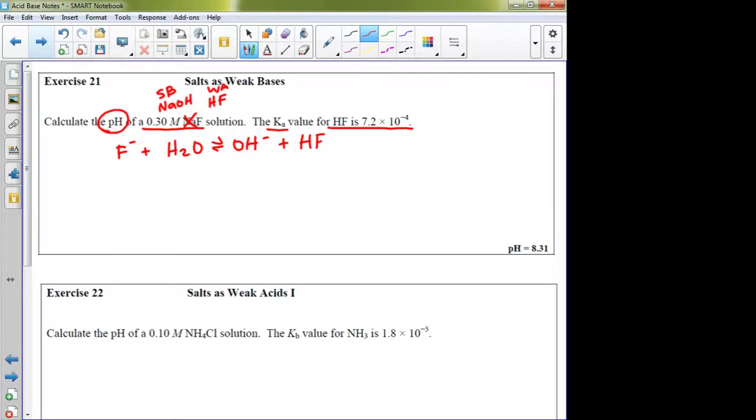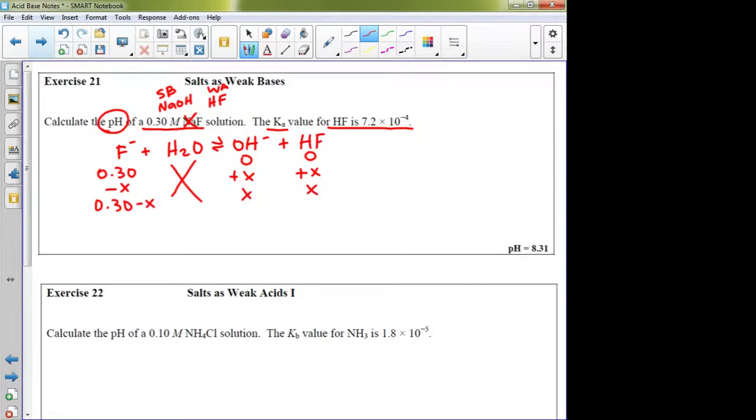Now, we can go ahead and make a RICE table for this. My initial concentration of my fluoride ion is what? 0.30. Water does not count because it is a liquid. My product's originally 0. I'm going to lose X, gain X, gain X. I'm going to be at 0.30 minus X, X, and X.